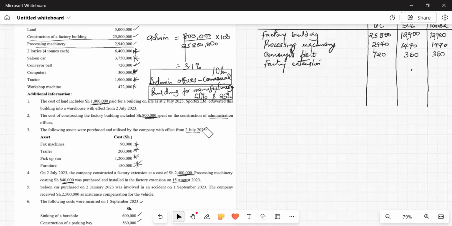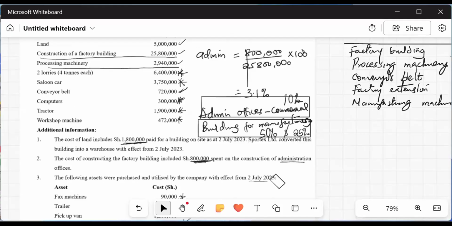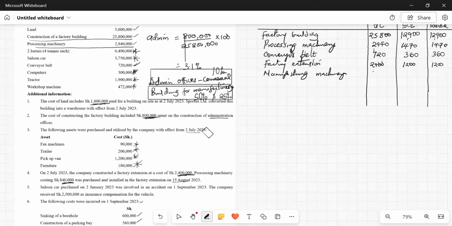Factory extension is 2.4 million. That is 1.2 million, remaining 1.2 million. Then manufacturing machinery installed into it, or processing machinery. Washing machinery in it is 840,000. That is 420 here, remaining 420.